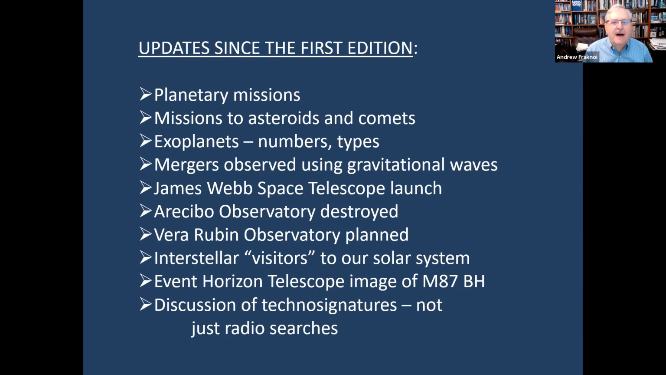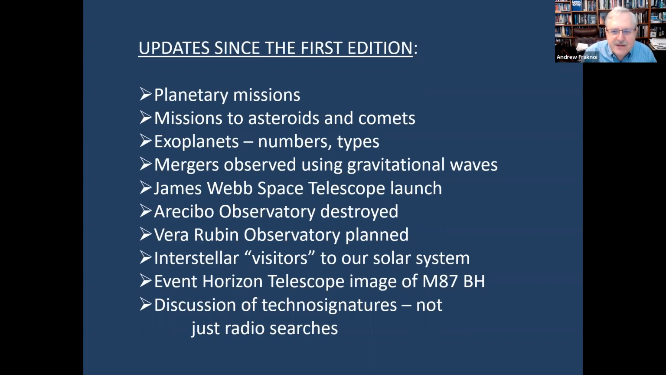Certainly a major area has been gravitational wave astronomy. We're now up to, I think, over 90 gravitational wave events that have been observed and confirmed. And they open up a whole new realm of black hole masses that we hadn't known about. And I'll show you that in a minute. We've managed to get in the James Webb Space Telescope being launched. The sad news of the Arecibo Observatory getting destroyed by bad weather in Puerto Rico. Some of the plans for the Vera Rubin Observatory are in the book now.